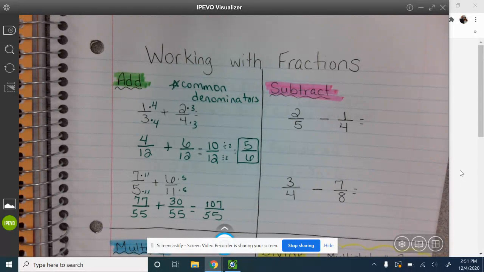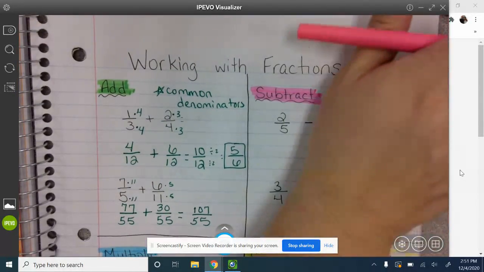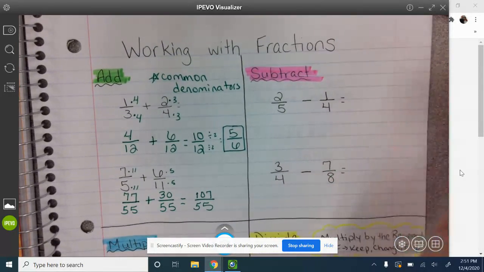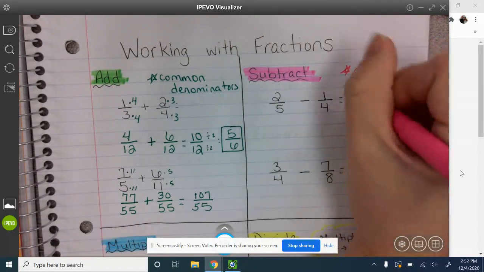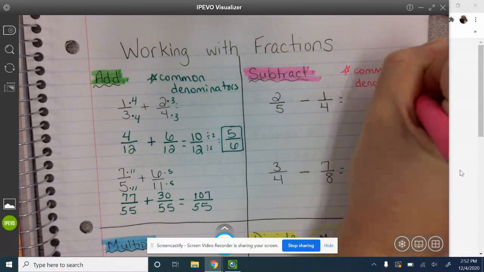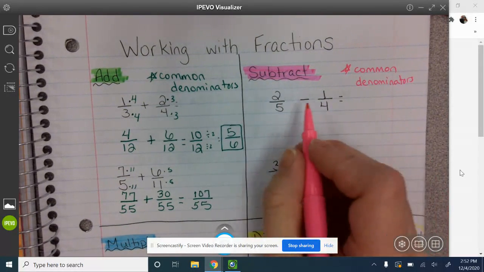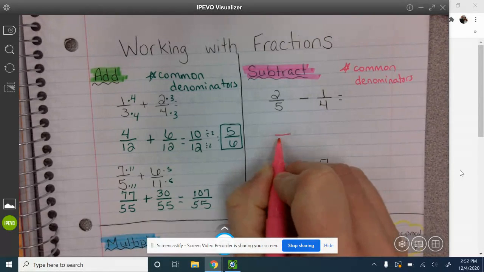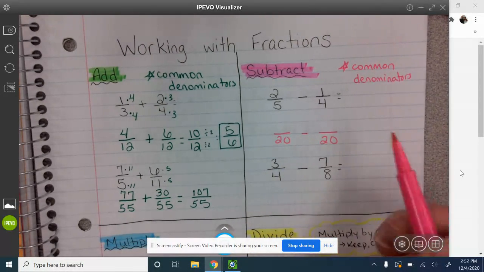Now, just like with adding, you have to make common denominators. So again, I'm going to make my little note over here. We're stuck on something. We need to have common denominators. So my common denominator for 5 and 4, again, we can just multiply 5 times 4 and get 20. That will be the smallest one this time.